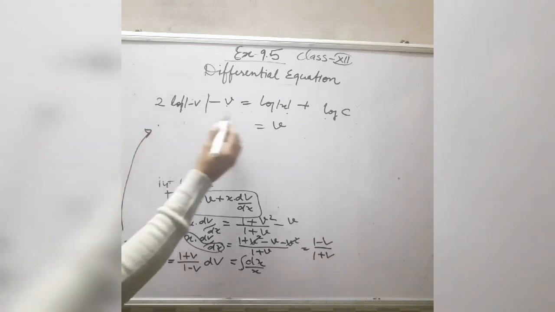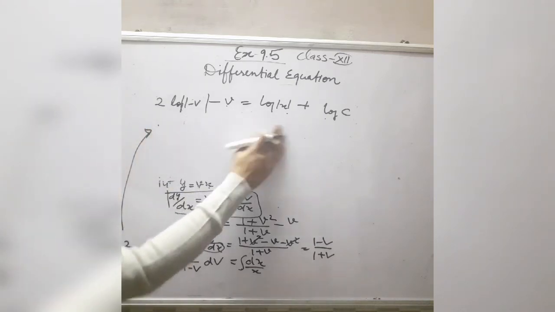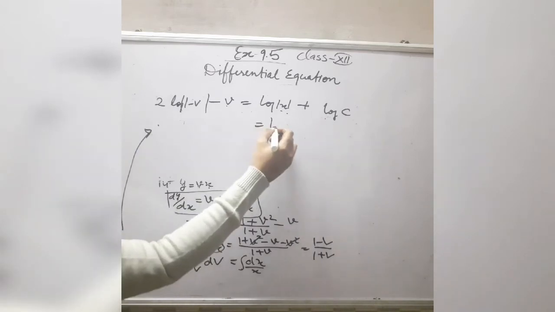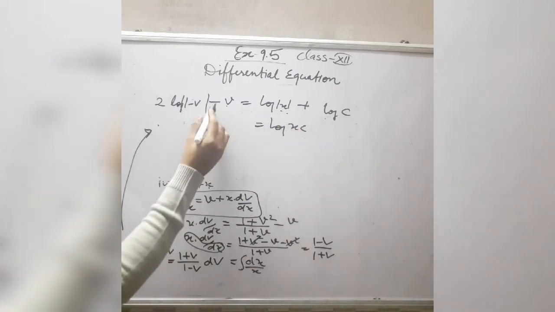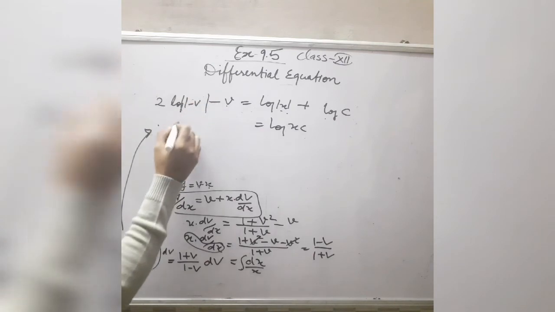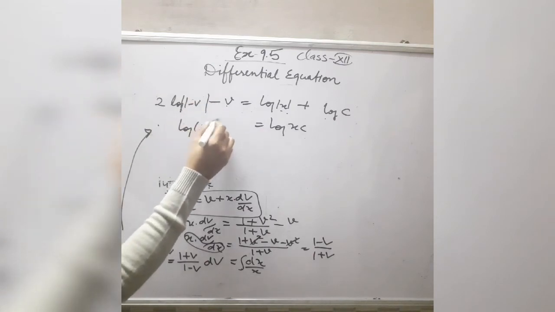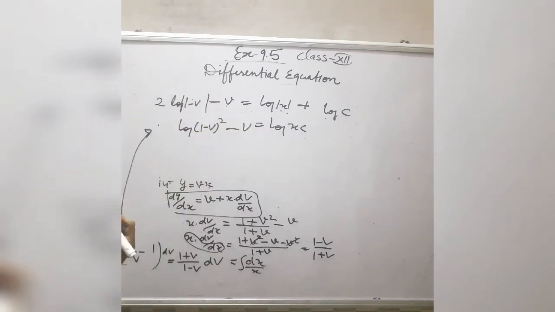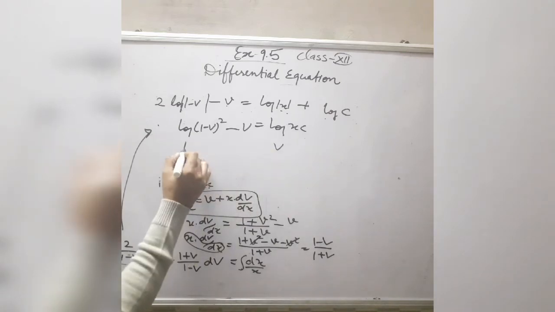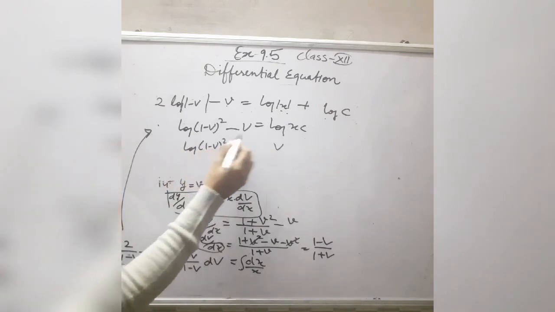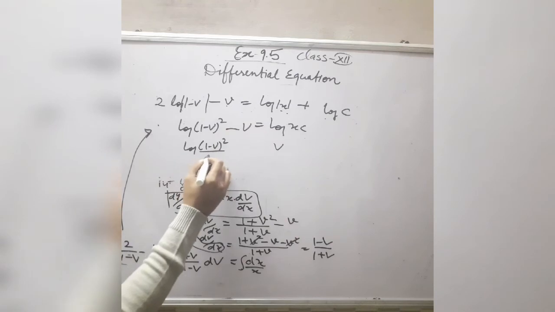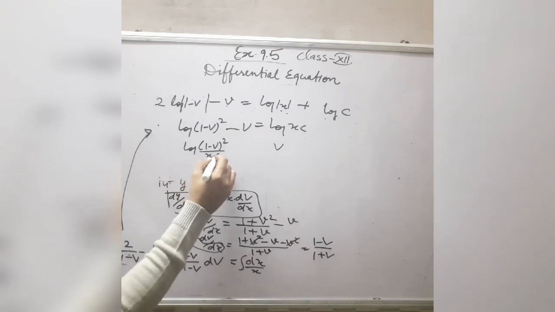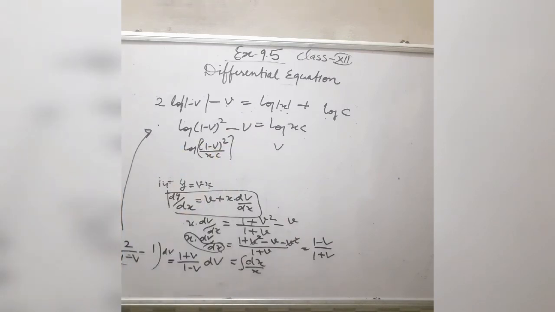This can be written as log x plus log c, it becomes log of x into c, and here this 2 comes on this side, it becomes log (1 minus v) whole square, minus v, or you can say v is equal to log (1 minus v) square. When this term comes on this side, it becomes negative, and log m minus log n is equal to log m by n. So in this way you can write down log of (1 minus v) whole square by xc is equal to v.